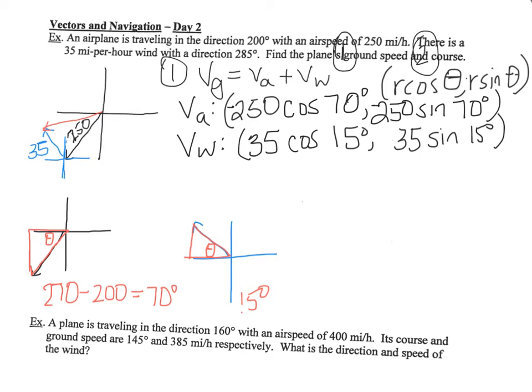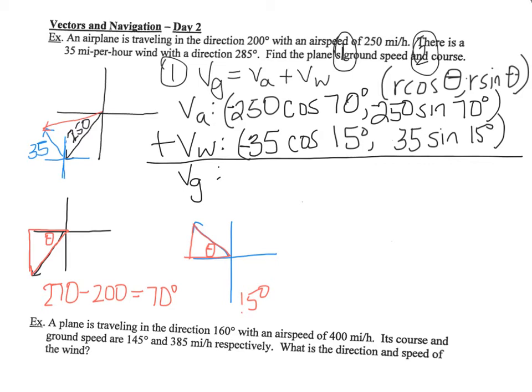And then I'm going to think again about my wind speed and think about what would be negative here. So in this quadrant, in the second quadrant, the x value is negative, but the y value is positive. So I'm going to make sure that my x value is negative, and I'm going to keep the y value positive.